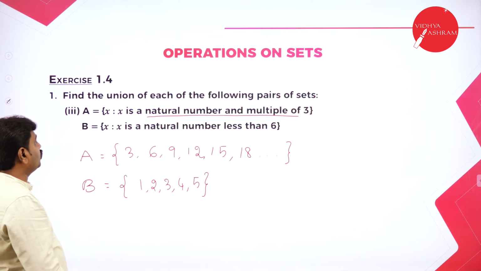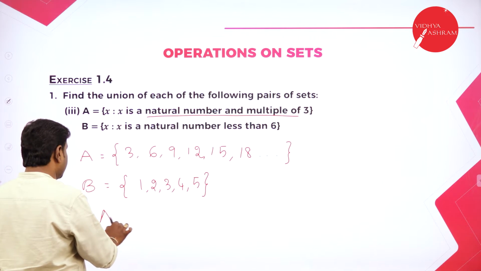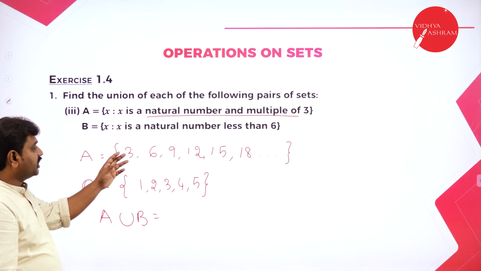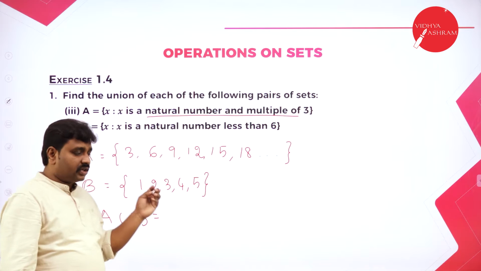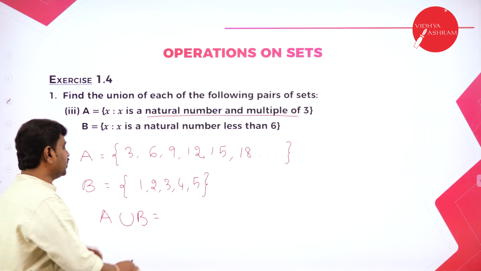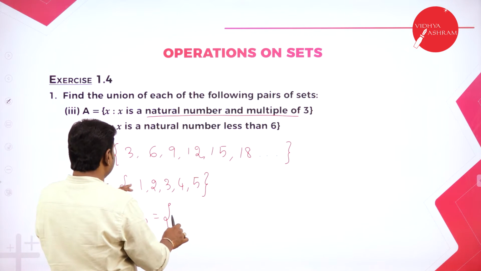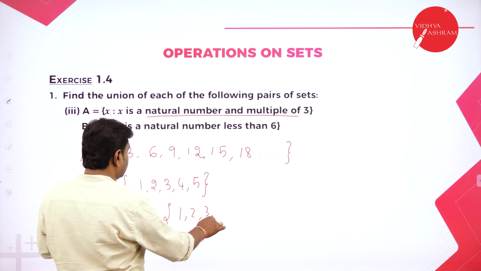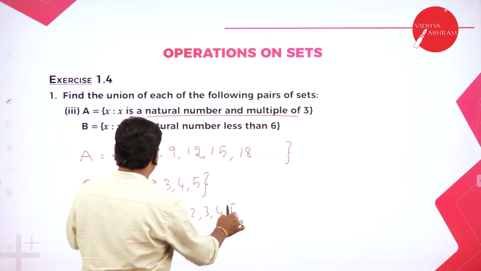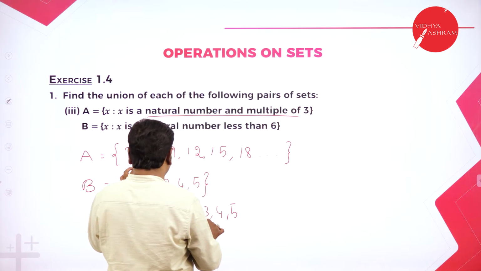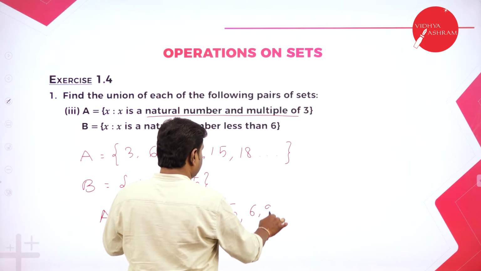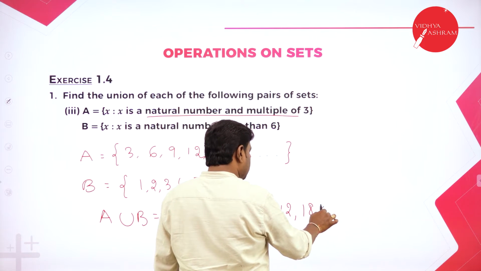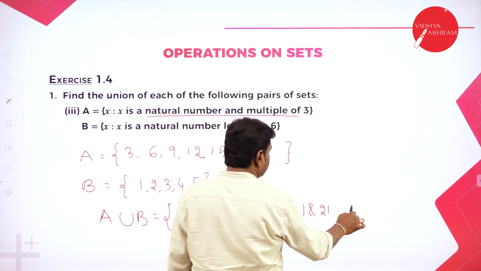So now they want you to find A union B. What is meant by union? Combine the elements of set A and set B and write them in a single set without repeating any element. So in set B we have 1, 2, 3, 4, 5. I'll write 1, 2, 3, 4, 5. Then in set A I have 3, 6; 3 I have already covered. So from 6, 9, 12, 18, then 21, multiples of 3, that's all.